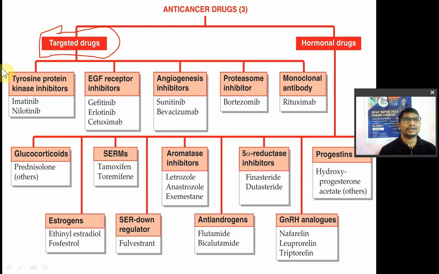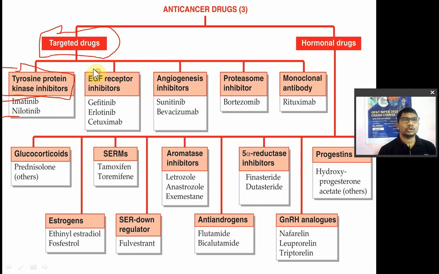So targeted drugs mean what? In case of a particular cancer, there is an overexpression of tyrosine kinase activity, or overexpression of some particular genes, or overexpression of particular growth factors. So among targeted drugs, you have tyrosine protein kinase inhibitors. Tyrosine protein kinase inhibitor, what does it mean? These are drugs that inhibit the enzyme. Increased activity of tyrosine kinase is observed in certain cancers, such as myeloid leukemia. So tyrosine protein kinase inhibitors are imatinib and nilotinib. Remember the drugs imatinib and nilotinib.